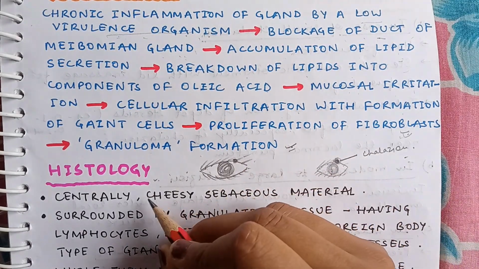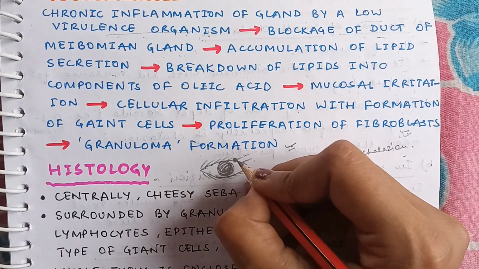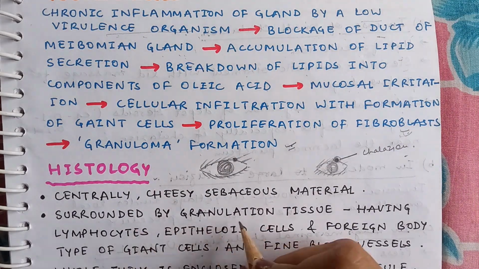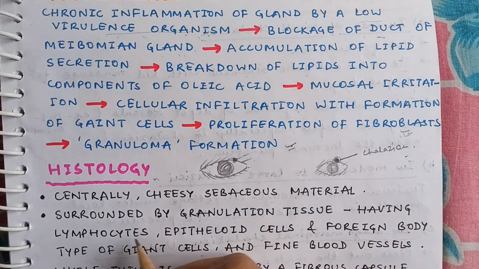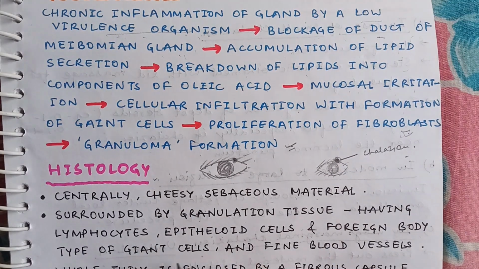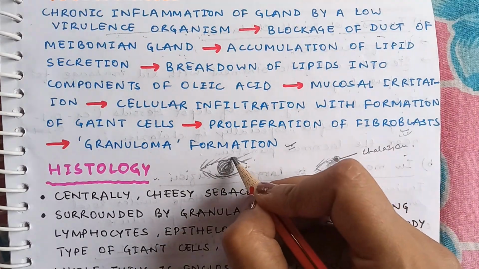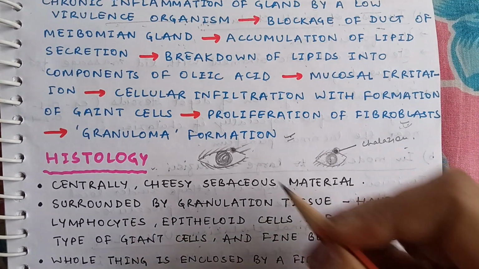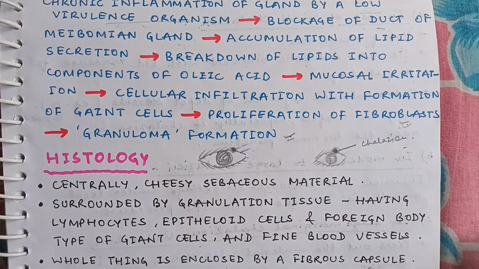Histology is saying that in the lid lump, in the center, there is cheesy, cheese-like sebaceous material accumulated, surrounded by granulation tissue having lymphocytes, epithelioid cells and foreign body type giant cells, and fine blood vessels. The whole thing is enclosed by a fibrous capsule. So this is the histology.